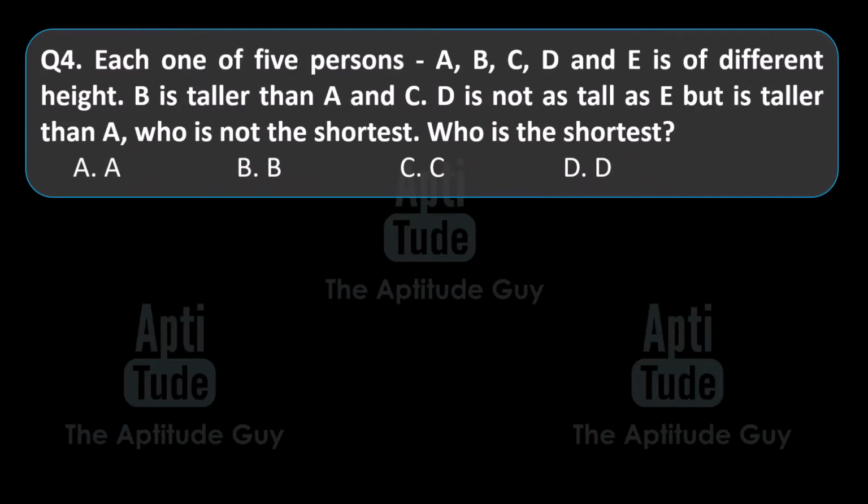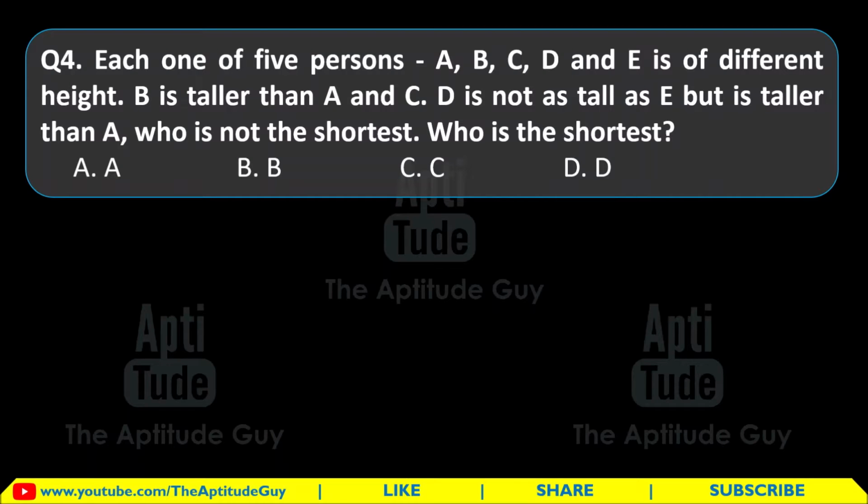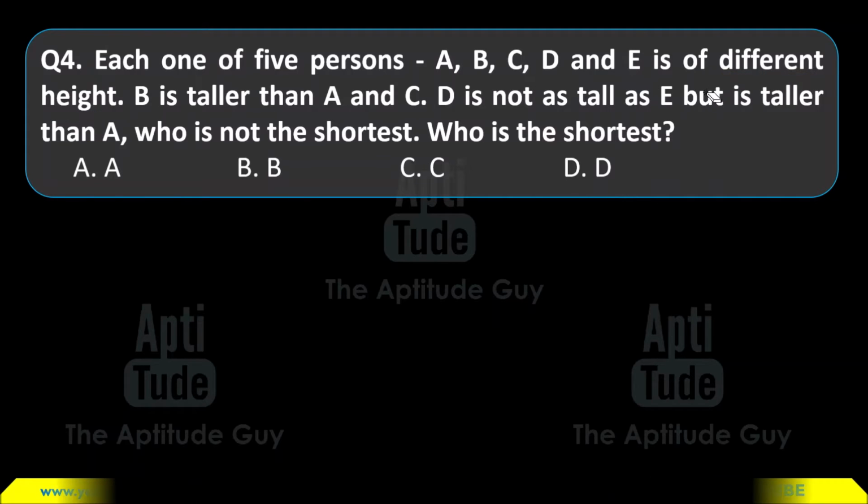Question number 4. Pause the video, try to solve it, and then come back. All right, let's do it. Each one of 5 persons A, B, C, D, and E is of different height. All right. What is the point of telling us this different height? That means 2 people cannot share a rank. So the question is telling us that 2 people cannot have the same height. That means they are not of the same rank.